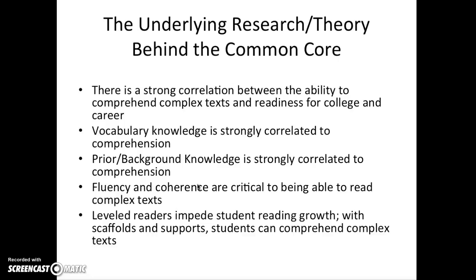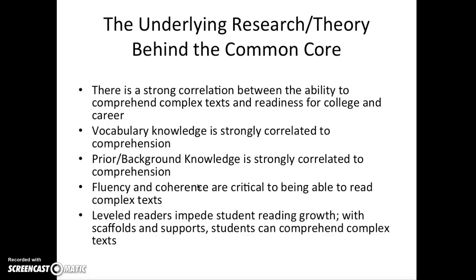So there's a set of beliefs underlying the Common Core as a result of that. One was this idea that the ability to read a complex text indicated readiness for college and career, right? So if you could read and understand a text that had advanced language or advanced syntax, you then were capable of moving into other environments in which those kinds of texts were important. The other thing that we were really focused on was this idea about knowledge, and there's two pieces.